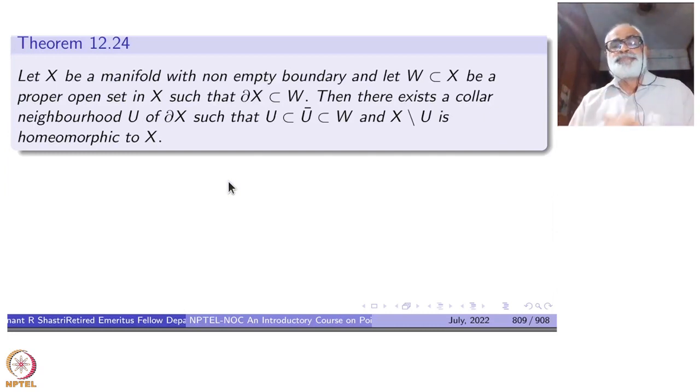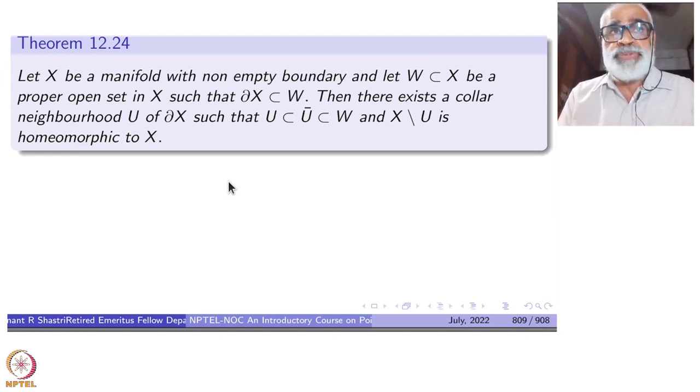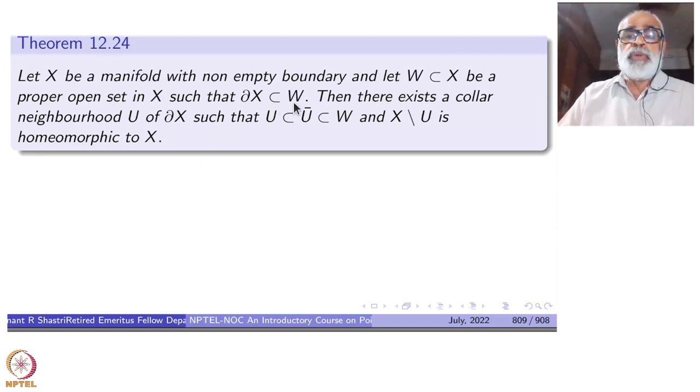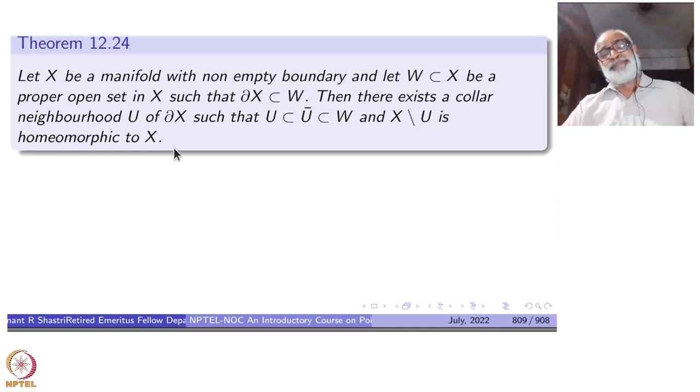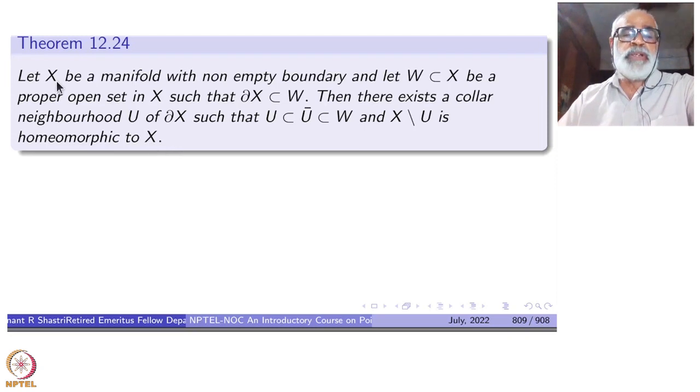So pay attention. Let X be a manifold with non-empty boundary, and W contained inside X be a proper open subset in X such that the boundary of X is contained inside W. I don't want this W to be the whole of X. Then there exists a collar neighborhood U of the boundary of X such that U bar is contained inside W, and the complement X minus U is homeomorphic to X again.